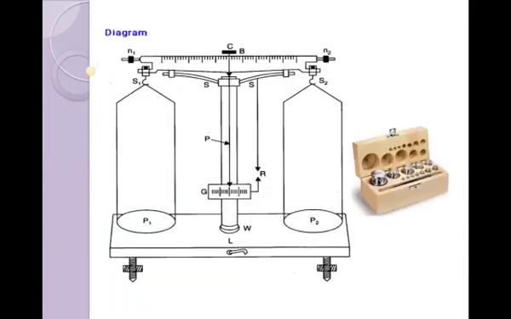You can see the picture of physical balance. This is the picture of physical balance. I hope that you have seen this apparatus in physics lab as well as in bio lab. This is weight box. Along with the physical balance, we use weight box also. The weight boxes are the standard masses. Here you can see different standard masses.